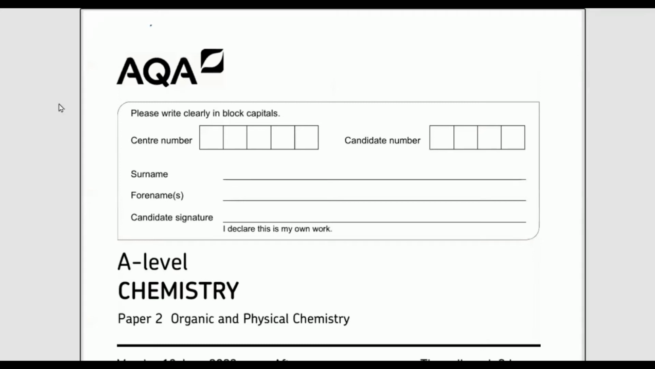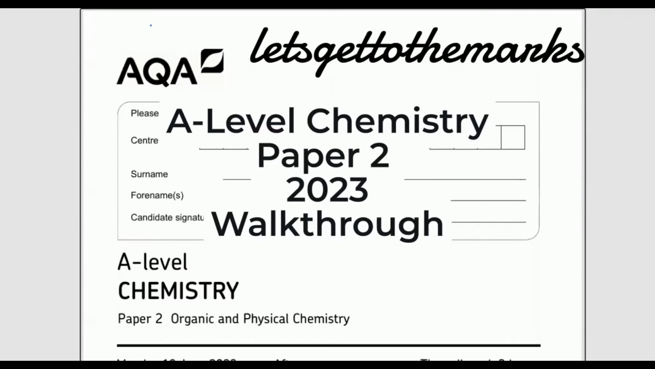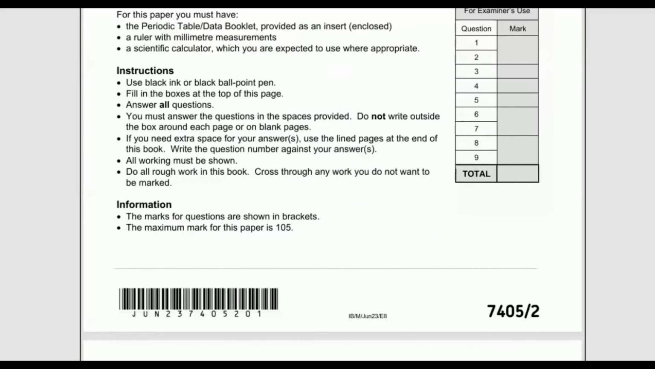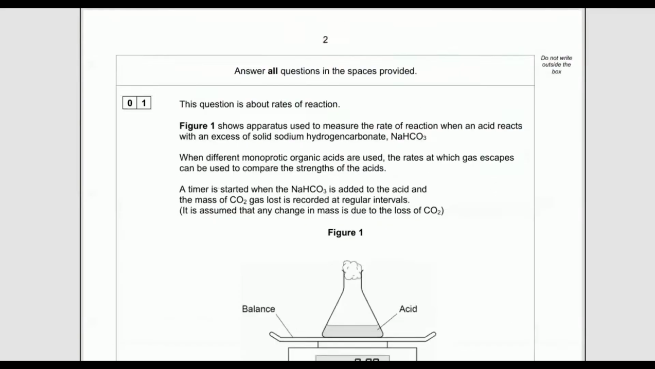We're looking at the A-Level Chemistry, Paper 2, Organic and Physical Chemistry. This is the 2023 paper walkthrough. Don't forget to pause the video at the start of the question and then unpause when you want to see the answers and the explanation.